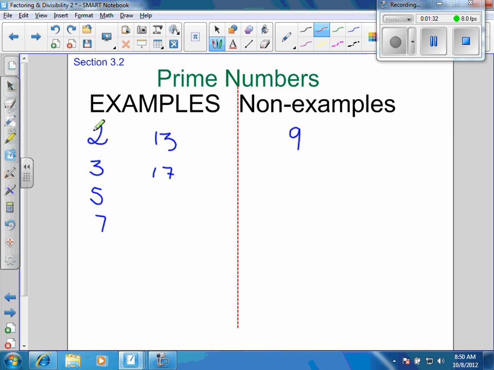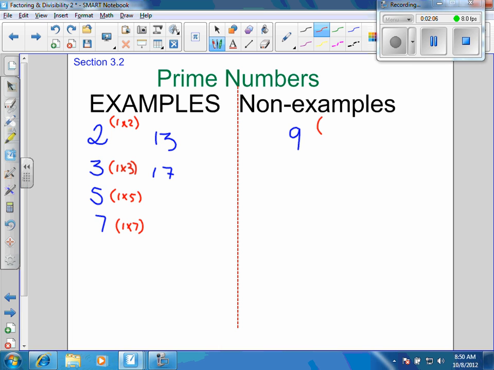Okay, so do you remember we talked about factors last week? That was one of our vocabulary words. So factors are the numbers that divide into a number. So the only way to get 2 with multiplying is doing 1 times 2. And the only way to get 3 with multiplying is doing 1 times 3. And the only way to get 5 is 1 times 5. So that's why these are prime numbers. And the only way to get 7 is 1 times 7. So on and so forth.